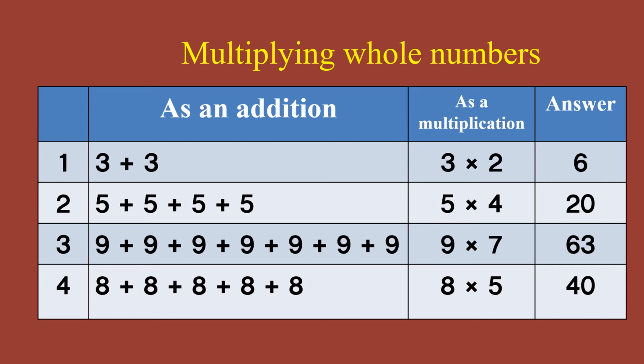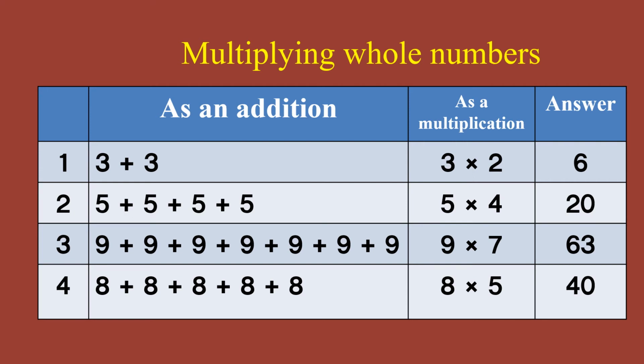We'll move on to the next one. 5 plus 5 plus 5 plus 5. So the answer is 20. You can see 5 is added 4 times to itself. Therefore, you can mention it as 5 multiplied by 4. Once again, the answer is the same.